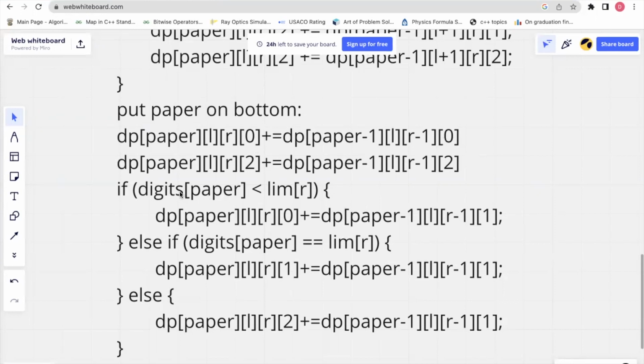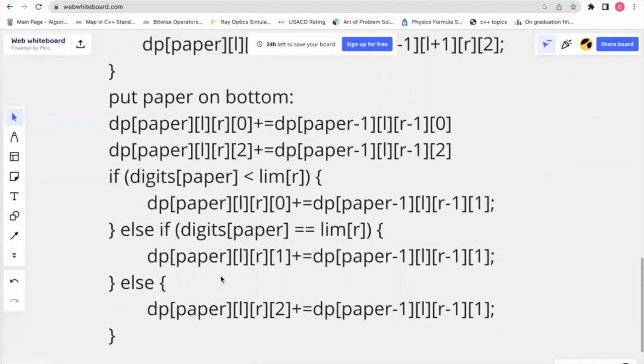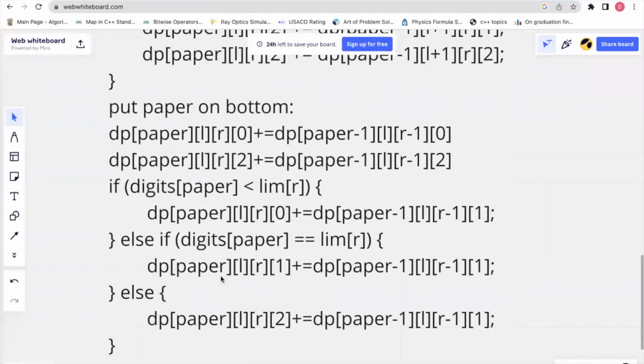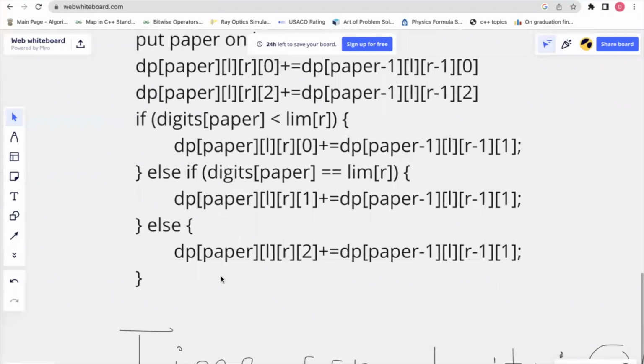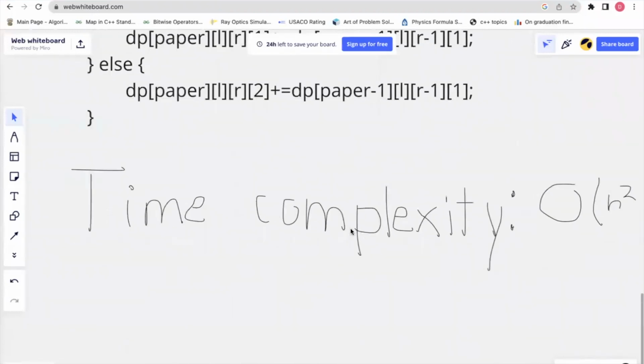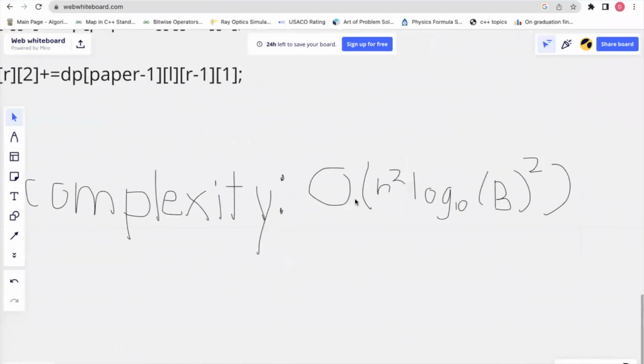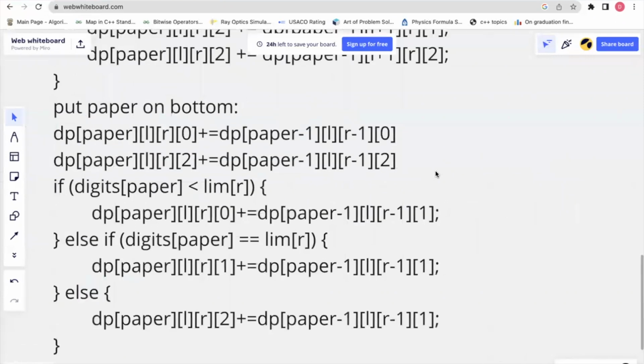So if our digit is smaller than the limit, we add it to the less place, and if it's equal, we add it to the equal position, and if it's greater, we add it to the greater position. And the time complexity of this is O(n squared log_10 b squared). So basically, it's just n squared times a constant factor that's small enough to work.